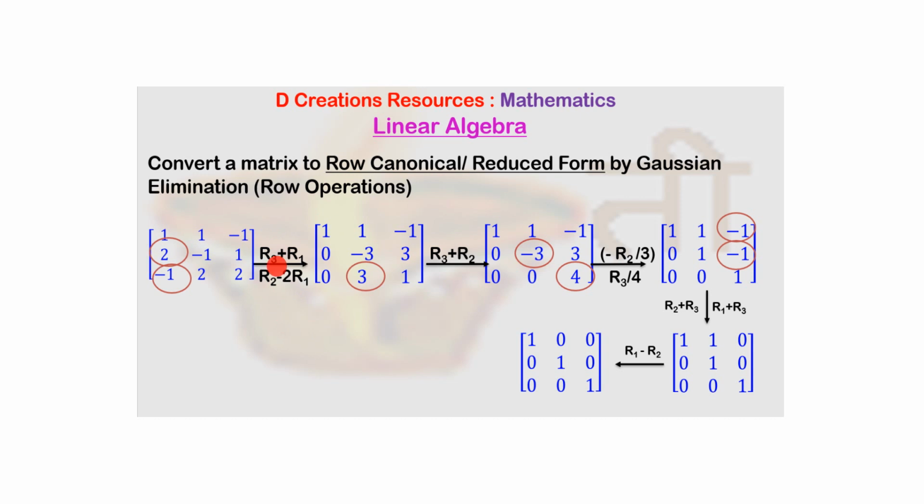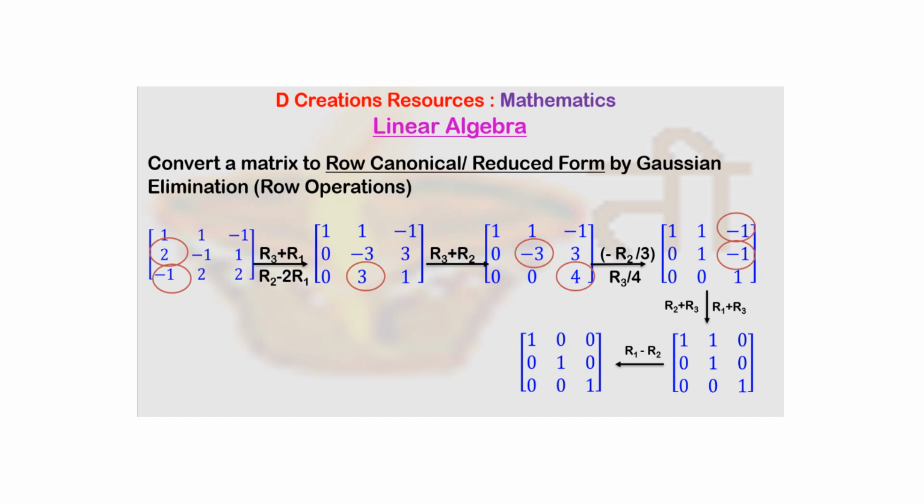So row 2, all the entries minus 2 times the corresponding entry from row 1. So minus 1 minus 2 is minus 3. 1 minus of minus 2, that means 1 plus 2 is 3. So row 2 is complete. Then R3 plus R1. So minus 1 plus 1 is 0. 2 plus 1 is 3. 2 minus 1 is 1. So we get this form.